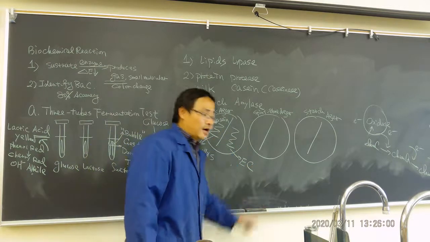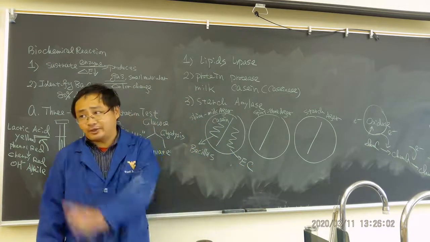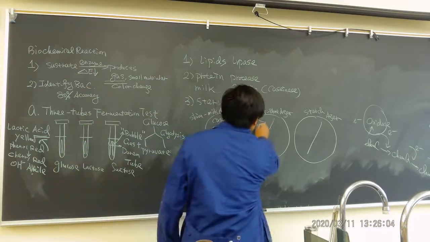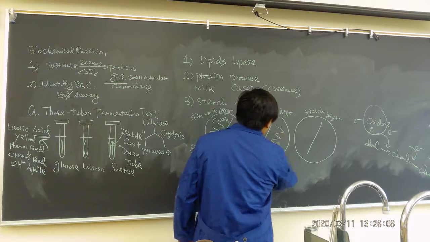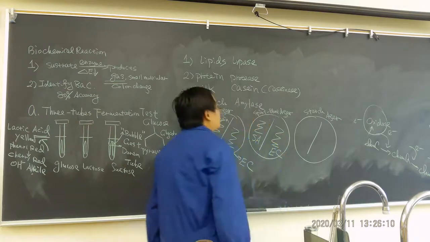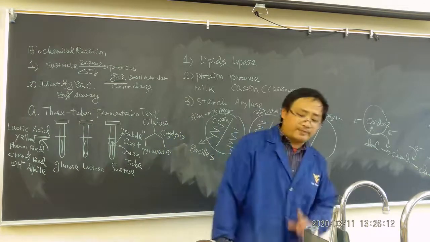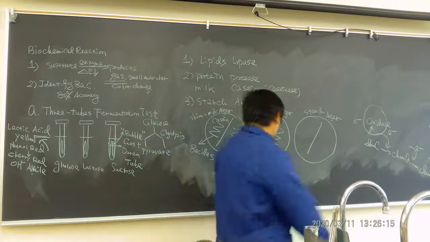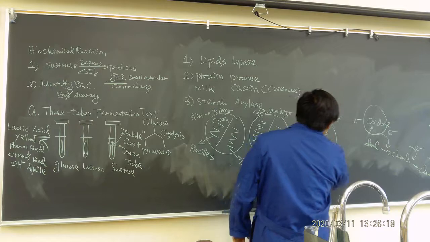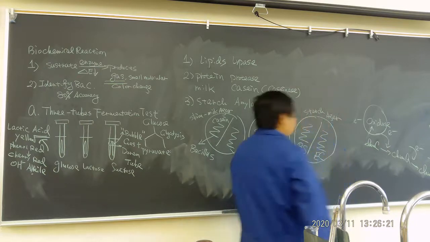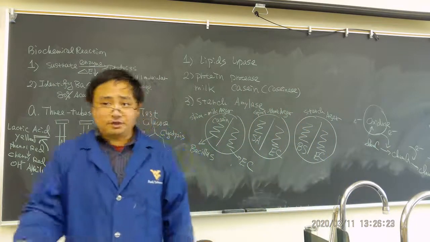For the spirit blue agar, we want to see whether bacteria has lipase. Left side, we inoculate Staphylococcus aureus. Right side, inoculate E. coli. For starch agar, we want to see whether bacteria has amylase. Left side, we inoculate the Bacillus, and right side, we inoculate E. coli. Okay, very easy. Then we do incubation.